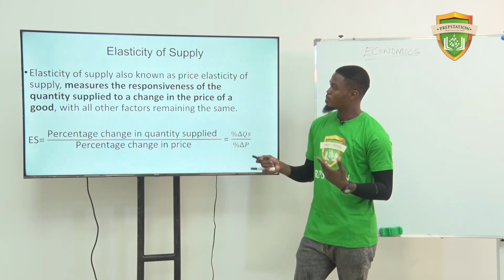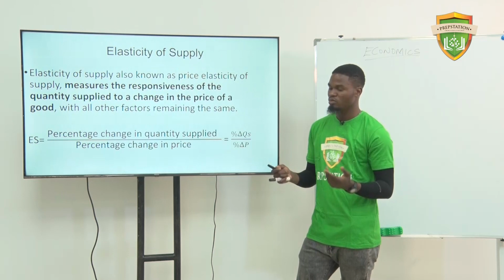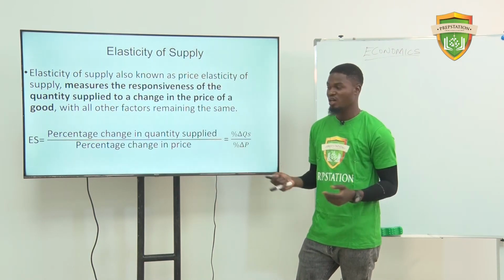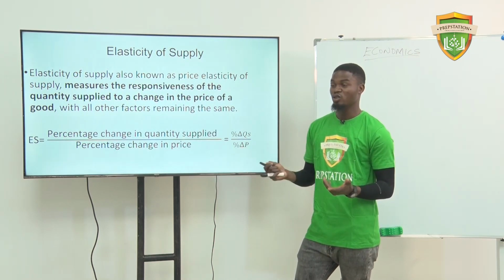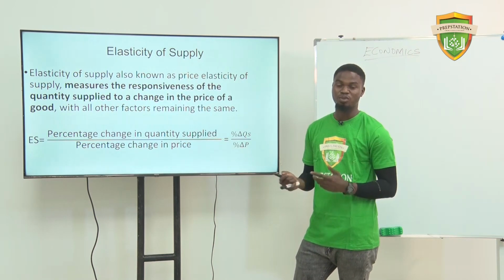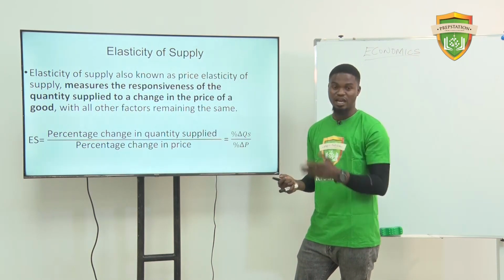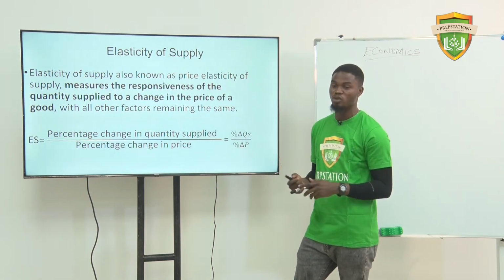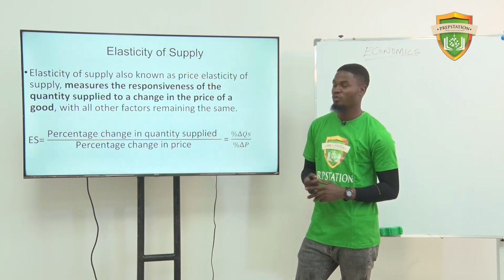Alright, so then we go to elasticity of supply, which has to do with the change in supply. The only factor that affects supply is the price, because it has to do with the supplier and producer. The only thing that interests the supplier and producer is profit. And according to the law of supply, the higher the price, the higher the quantity supplied, and the lower the price, the lower the quantity supplied. Every producer wants to supply more when the price is high, because that is where they make more profits.